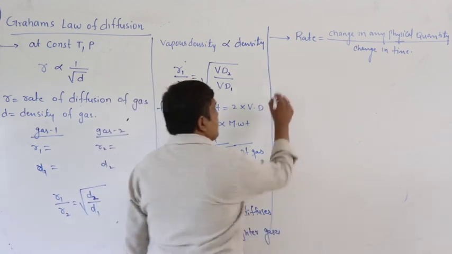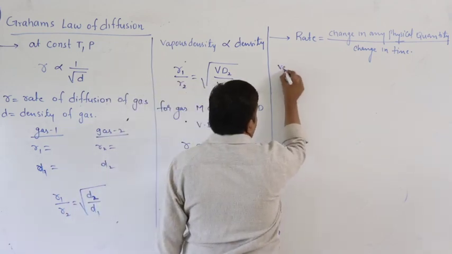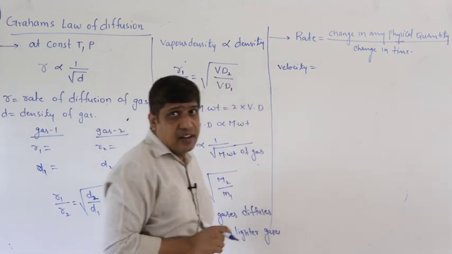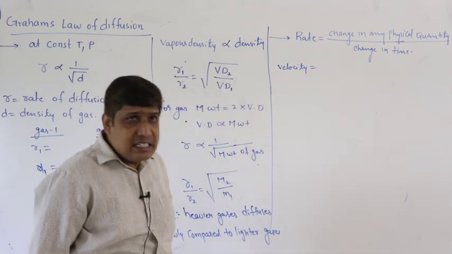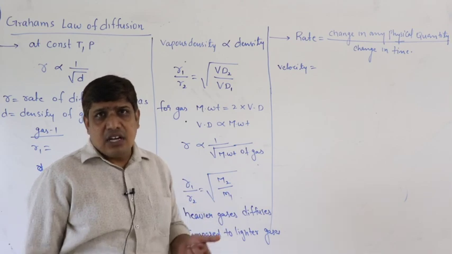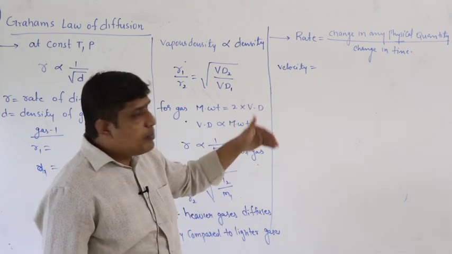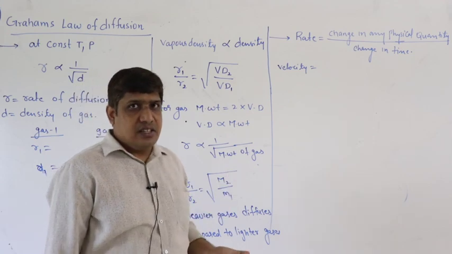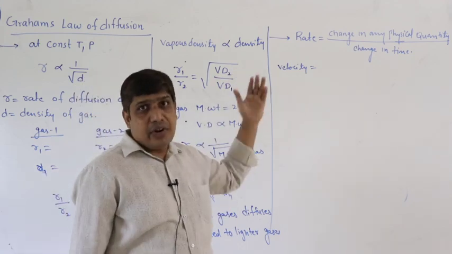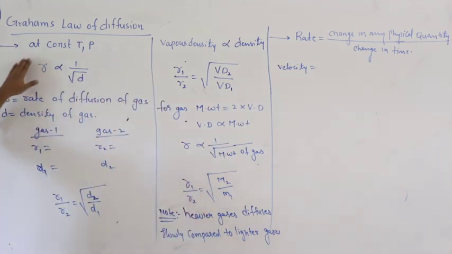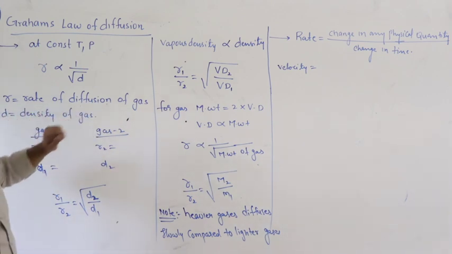For example, speed or velocity. What is velocity or speed? Distance travelled by time taken. Distance is a physical quantity which I can measure. So distance travelled by time taken is nothing but velocity, so velocity is nothing but rate. Here rate of diffusion means the same thing, the speed at which the gas diffuses in a given time.